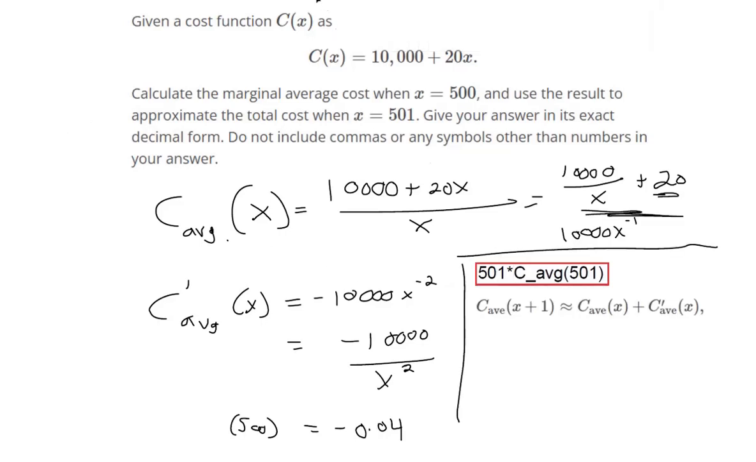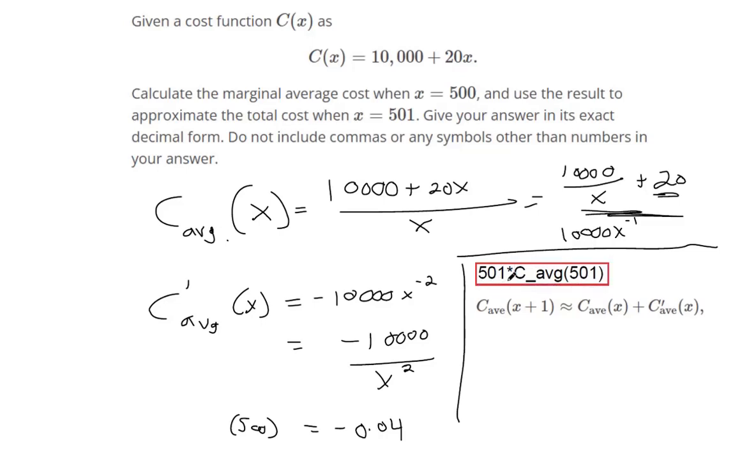I've got the notation for how Newton handles the next part. I think there's a couple of different ways of doing it, but I got lost when I tried to do it my own way. We're supposed to use the result to approximate the total cost when x equals 501. And so Newton says, hey, take the average cost of 501 and multiply that by 501 units.